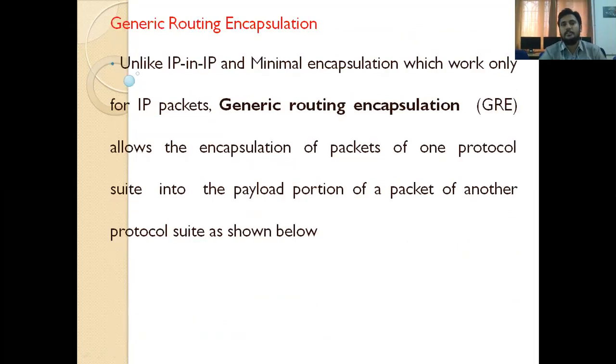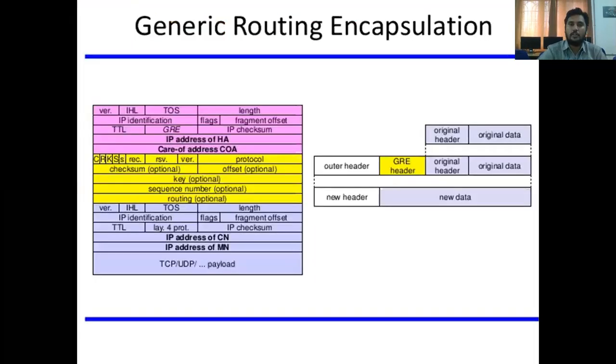And next one is generic routing encapsulation. Unlike IP in IP and minimal encapsulation, which work only for IP packets, generic routing encapsulation allows the encapsulation of packets of one protocol suite into the payload portion of a packet of another protocol suite, as shown in the below figure.